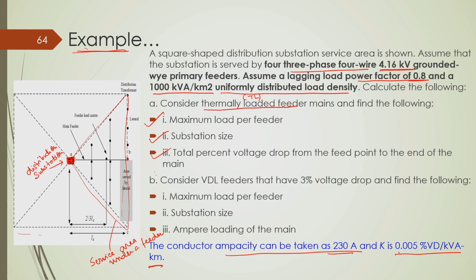Similarly, the second question, question B (this was question A), is considering the feeders to be VDL feeders. That means the feeder is a voltage drop limited feeder, where the voltage drop is limited to 3%. You are supposed to determine all these three: the maximum load per feeder, the substation size, and the ampere loading of the main. Previously it was voltage drop, but here the voltage drop is limited at 3%. So, we are supposed to determine the loading under this particular condition.